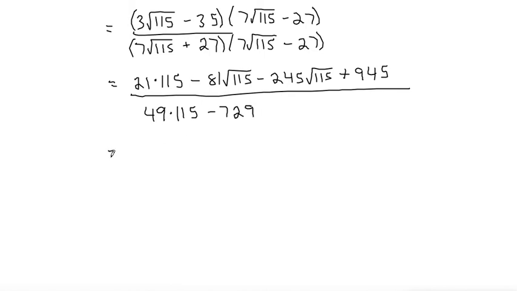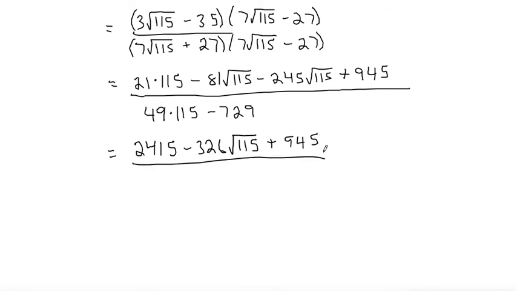Okay, simplifying a bit more, 21 times 115 is 2,400, whoops, wrote that in the wrong order. Being like dyslexic today, it's weird. 2415 minus, we have like terms here that are root 115, so we can combine the 81 and the 245 to make negative 326 root 115, and then bring down the plus 945.